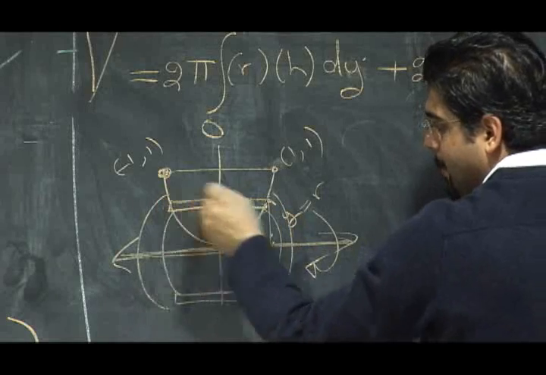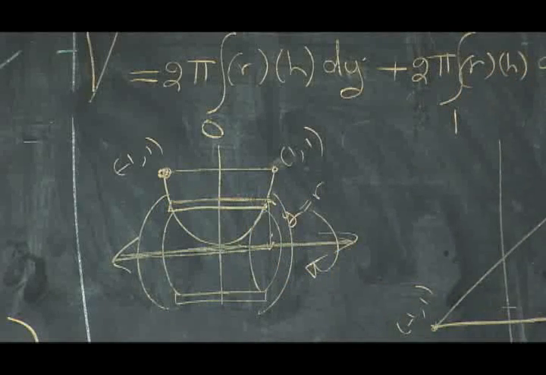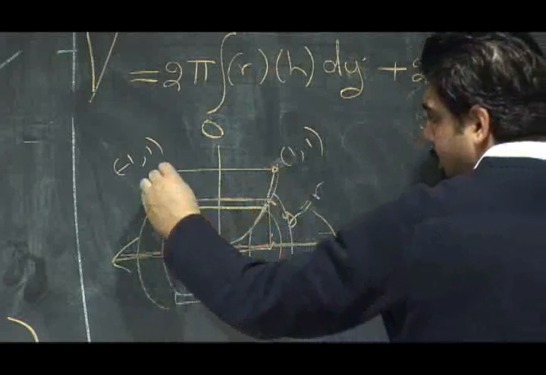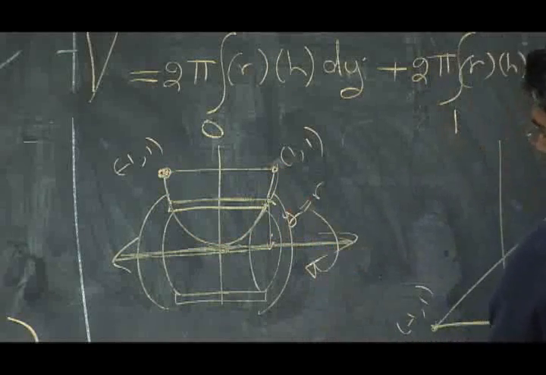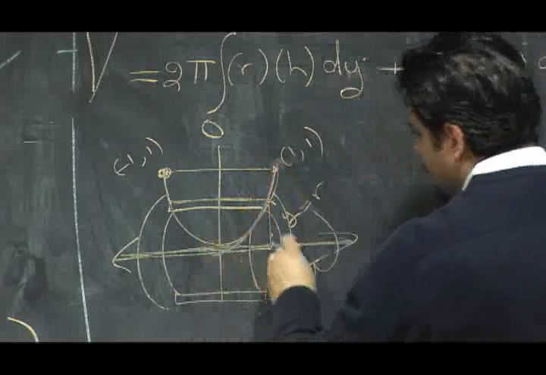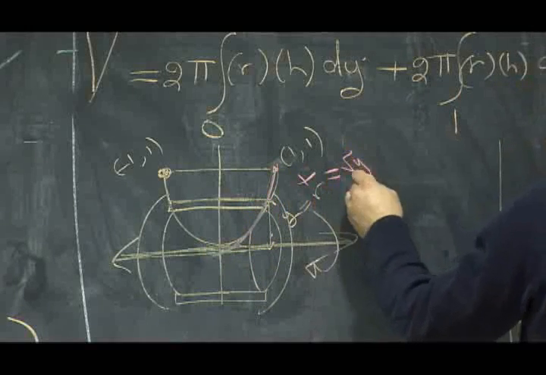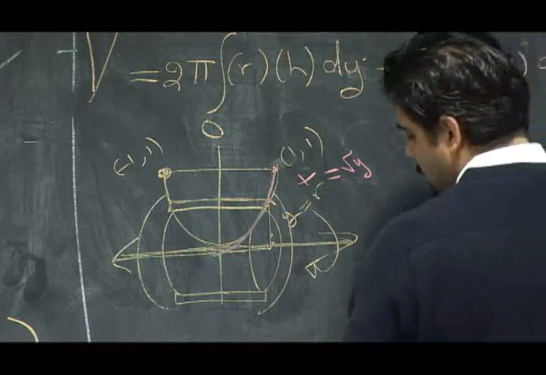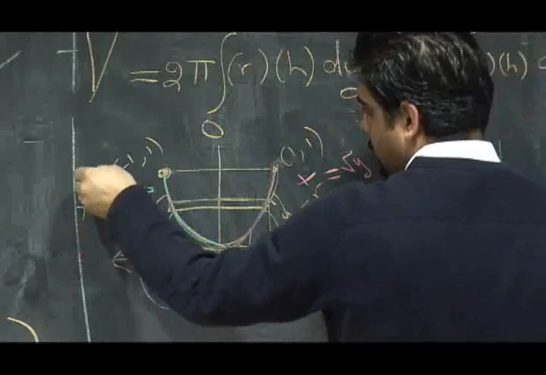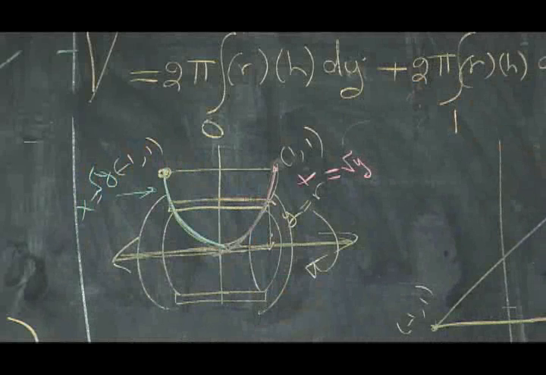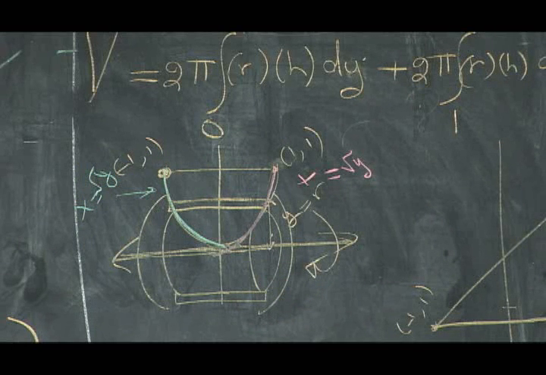I would need two equations, one representing this curve and one representing this curve. Well, that's not hard to do. This curve over here is just x equals square root of y. And this curve over here is x equals negative square root of y. Are we clear with that?